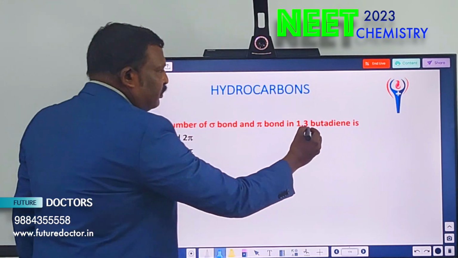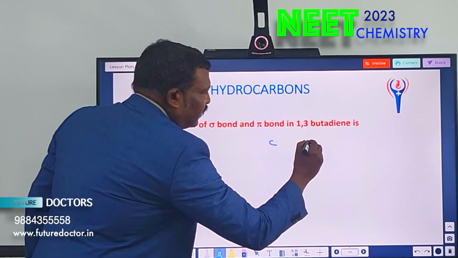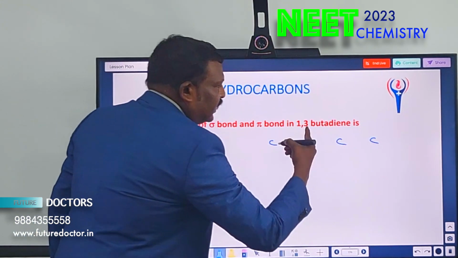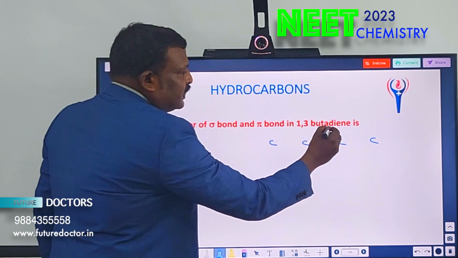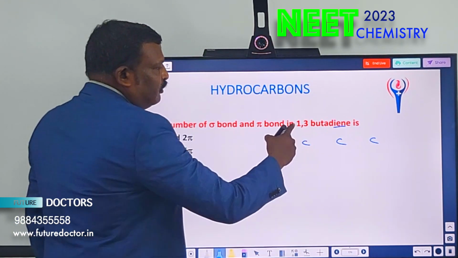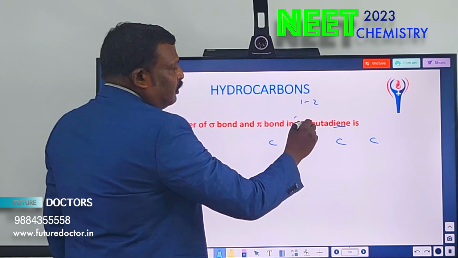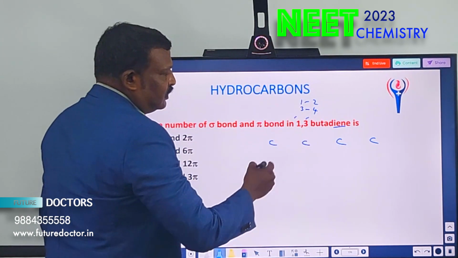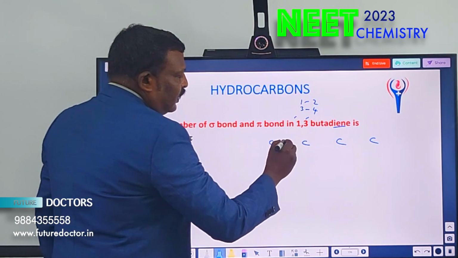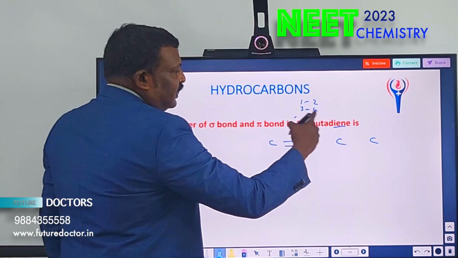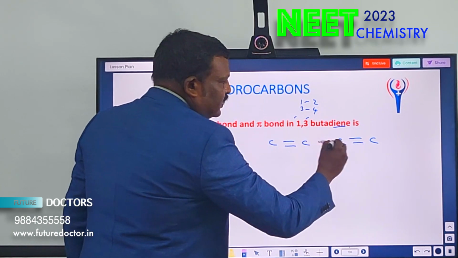Okay, butadiene. Buta means we have 4 carbons. Diene means we have 2 places having double bonds. In between 1 and 2, you put a double bond. In between 3 and 4, you put a double bond. At the other place, you put a single bond.